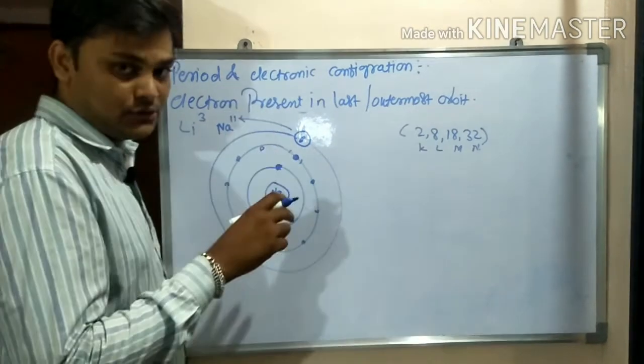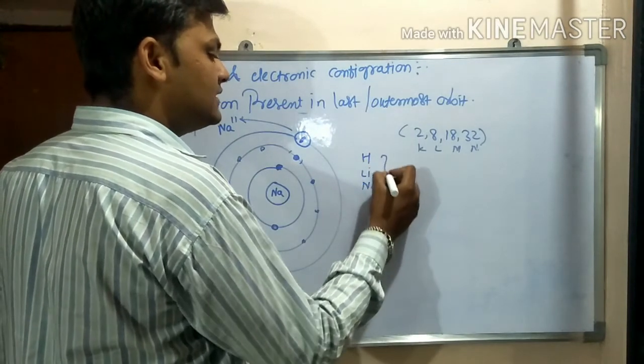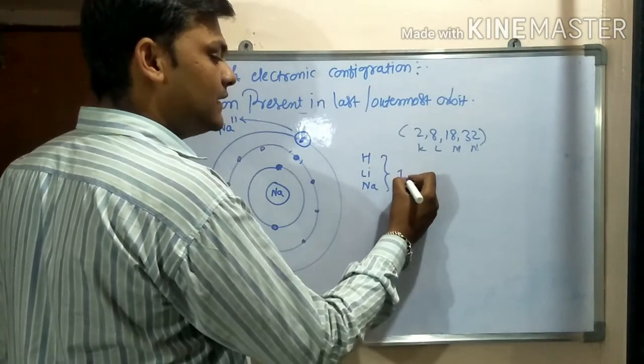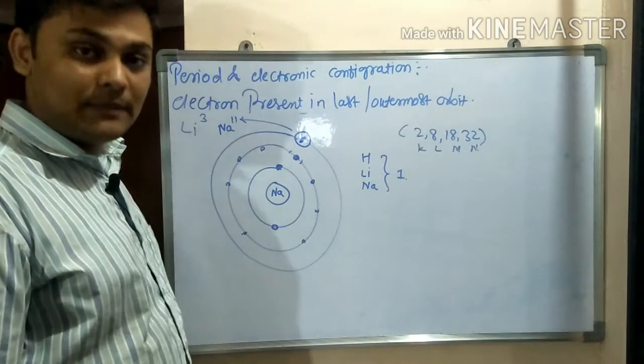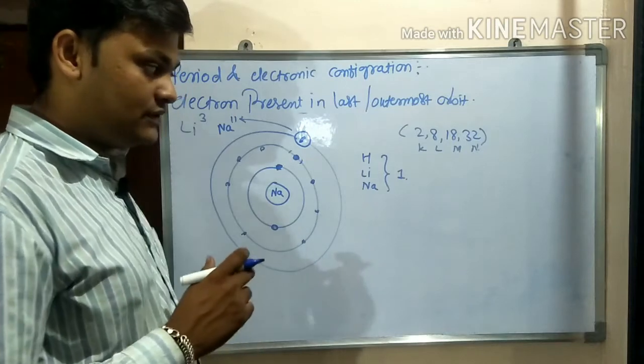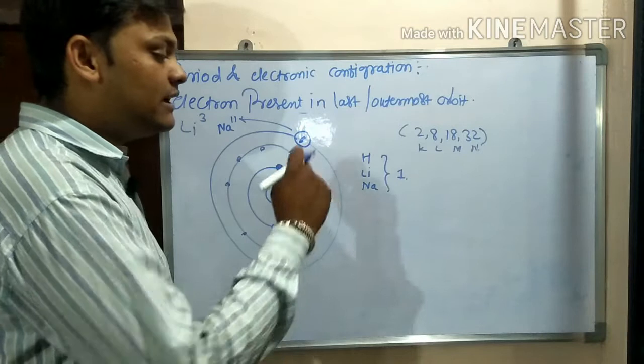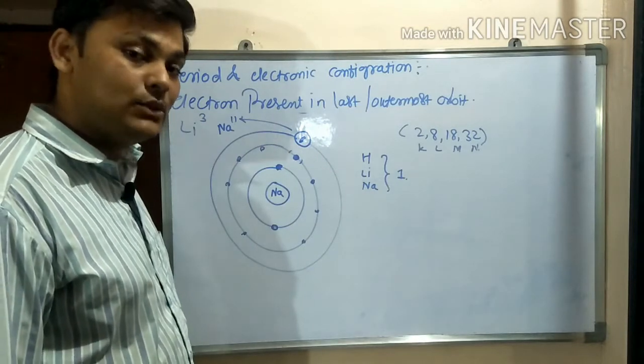So in the first group, which ones are they? Hydrogen, lithium and sodium have the same valency, that is 1, and that's why these 3 are placed in the same column, in one column only. As you are seeing in the periodic table, these 3 elements are placed at one place only.